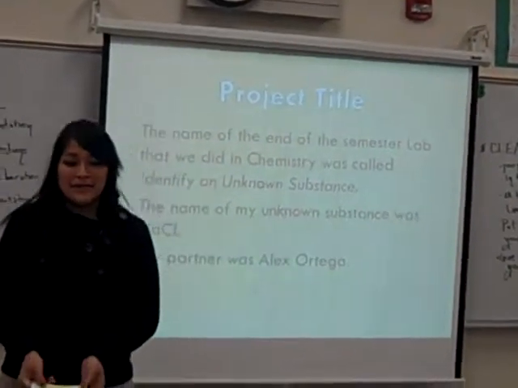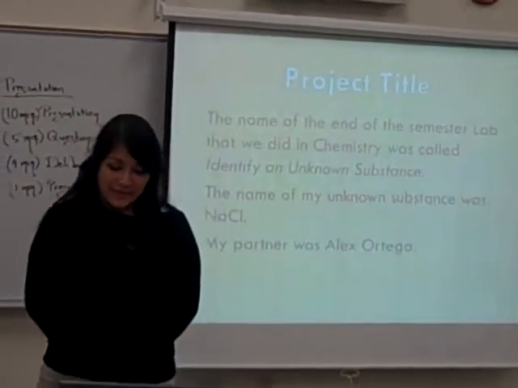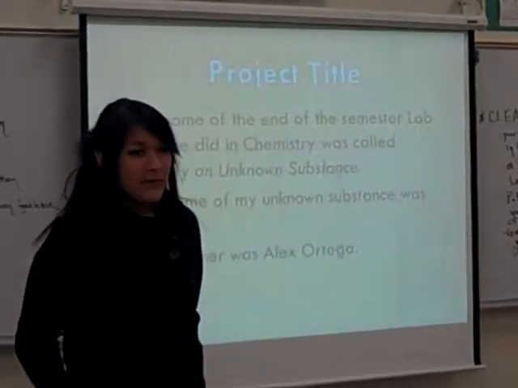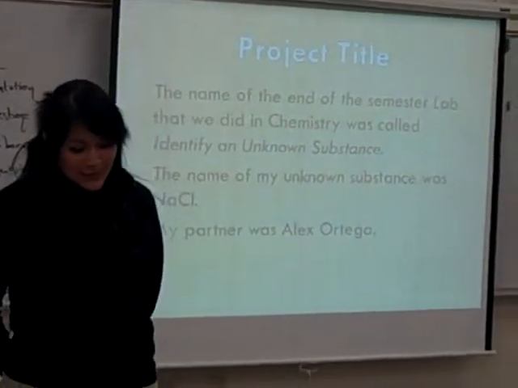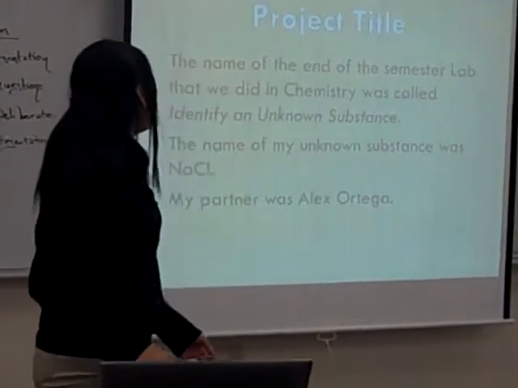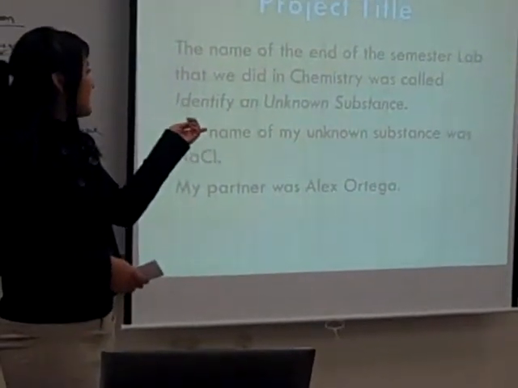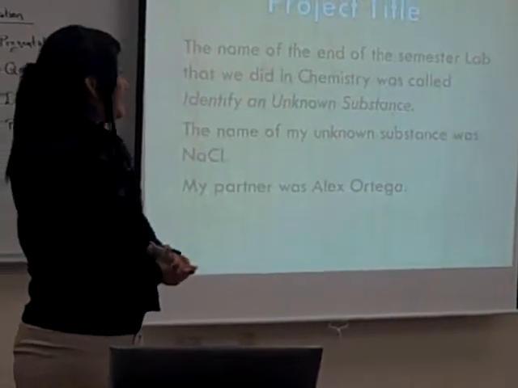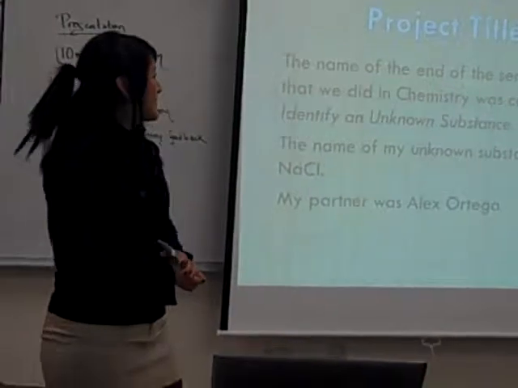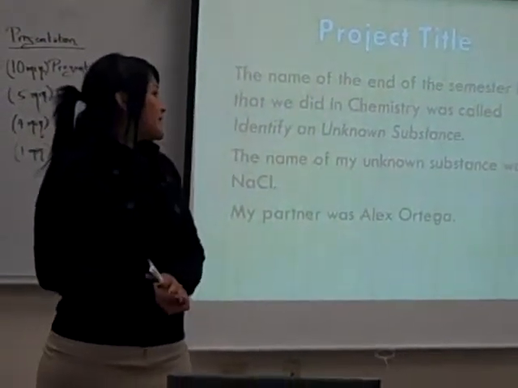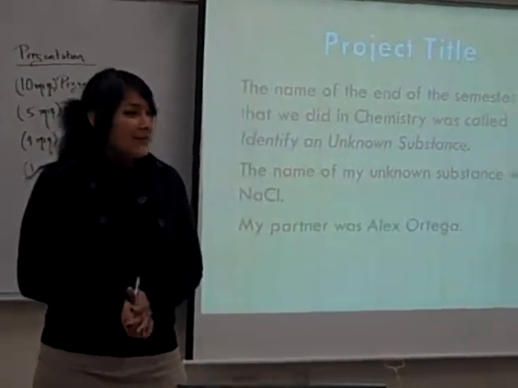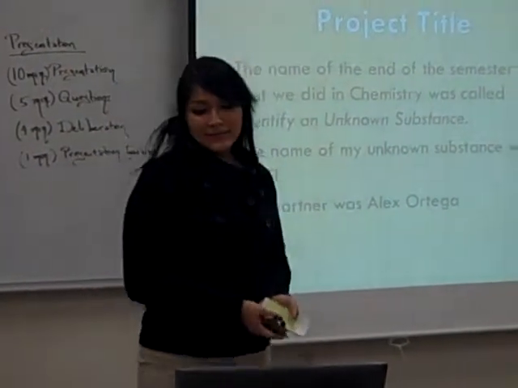In this lab, I learned important skills like how to describe systems using different methods and types of evidence. I took notes of the 3 experiments by making observations. The name of the end of the semester lab that we did in chemistry was called Identify Unknown Systems. The name of my unknown system was NaCl, that is sodium chloride. My partner was Alex Ortega.